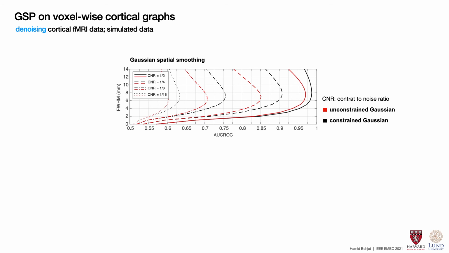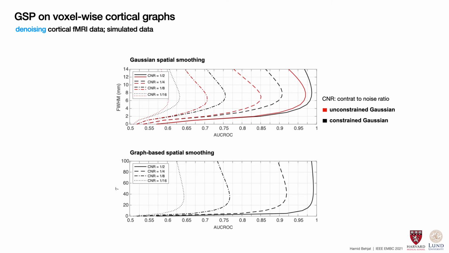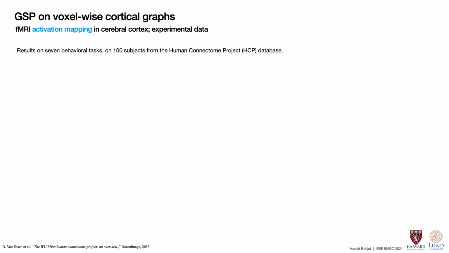And as we can see, as we sweep across the full width half maximum parameter, what we are showing here is the area under the curve of the ROC curves of the denoising performance. And we can, for instance, see here that the constrained Gaussian outperforms the unconstrained Gaussian. But when comparing to the proposed graph-based spatial smoothing method, where the free parameter is the tau parameter of the heat kernel, we can see that for all CNR values, the contrast to noise ratio values, we obtain a superior performance compared to using either a constrained or an unconstrained Gaussian spatial smoothing.